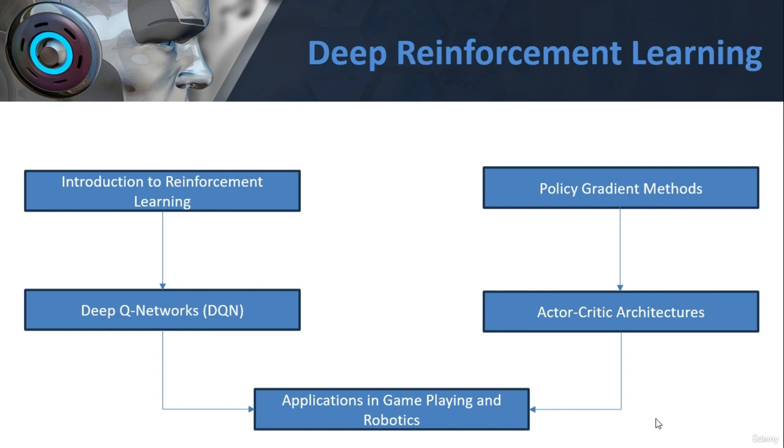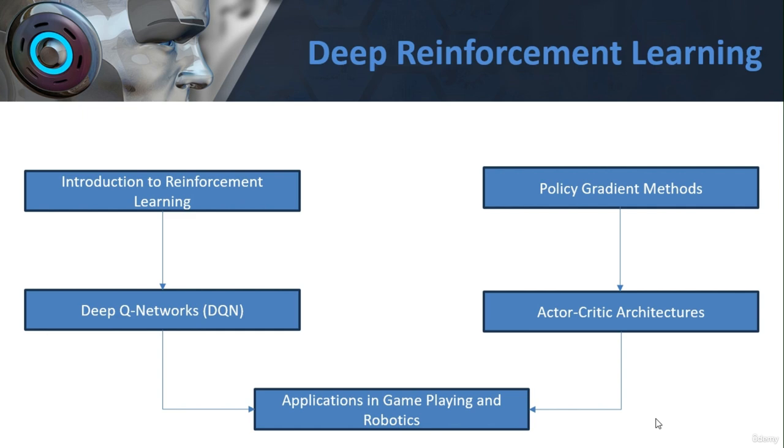Policy gradient models. Policy gradient models directly optimize the policy of an agent using gradient-based optimization techniques. We delve into policy gradient algorithms such as REINFORCE, proximal policy optimization (PPO), and trust region policy optimization, TRPO for short. We discuss continuous control tasks, actor-critic methods, and challenges associated with policy optimization.